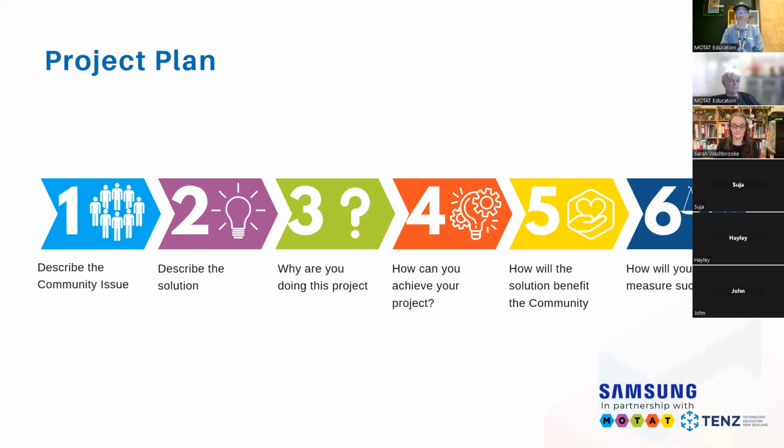Thirdly, why are you doing this project? Why is it important to you? Is it relevant for your family? Is it relevant to you, friends, or people in your community? Number 4, how can you achieve your project? Just a quick outline of what you plan to do in your project, how you're going to spend your time, how you're going to get it done.